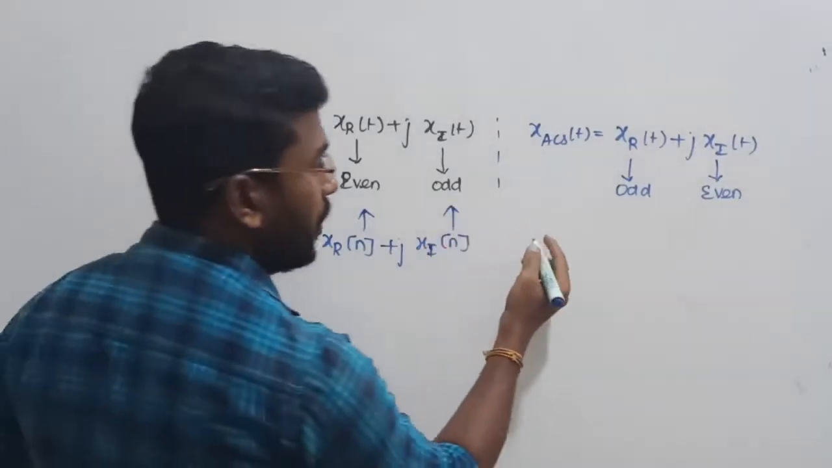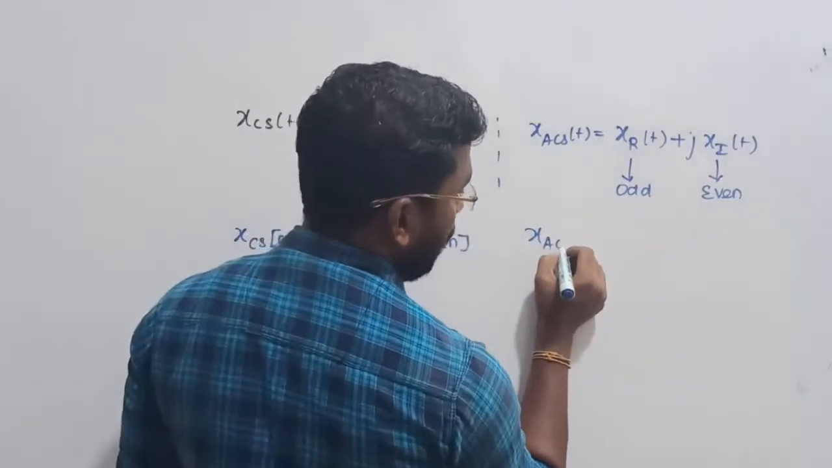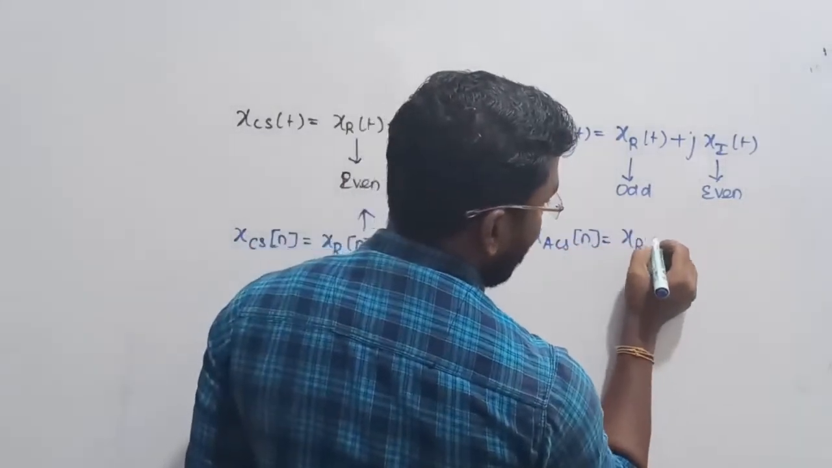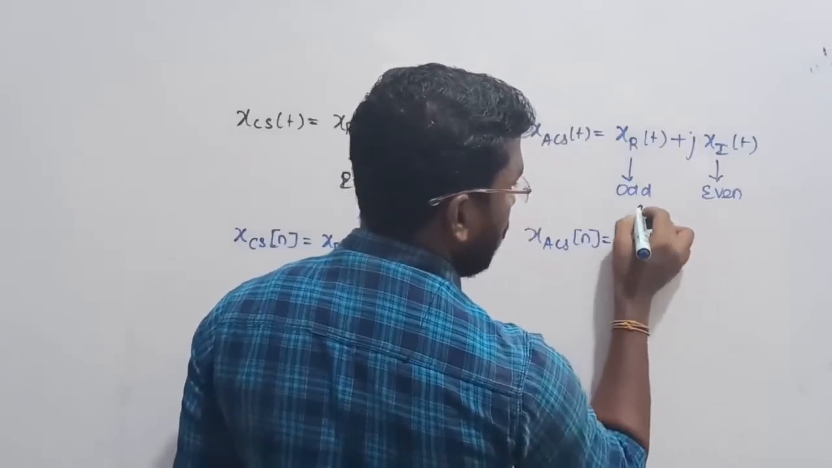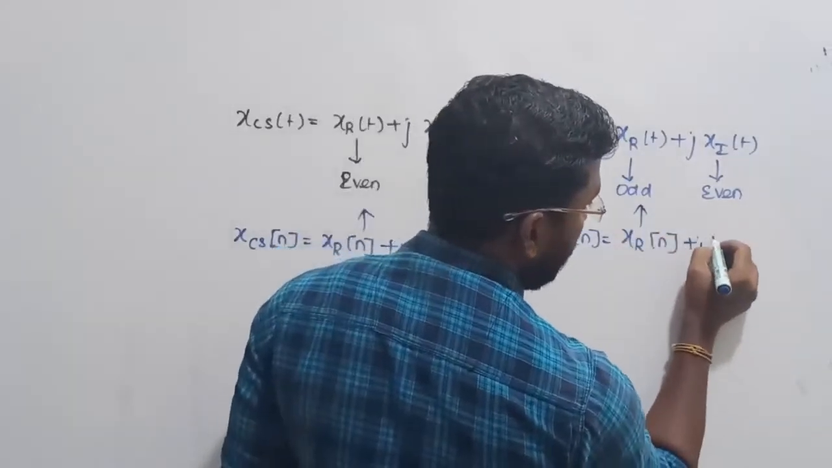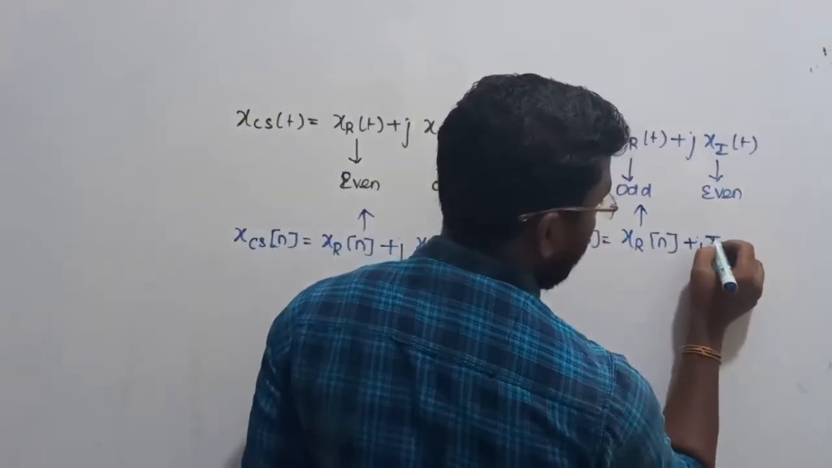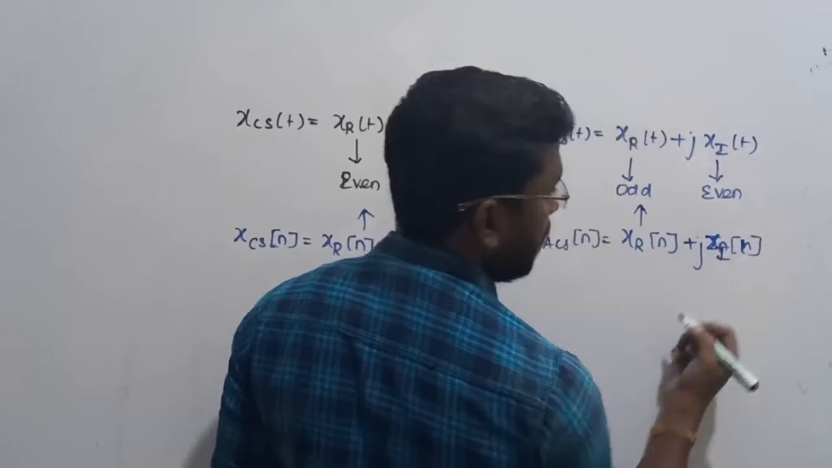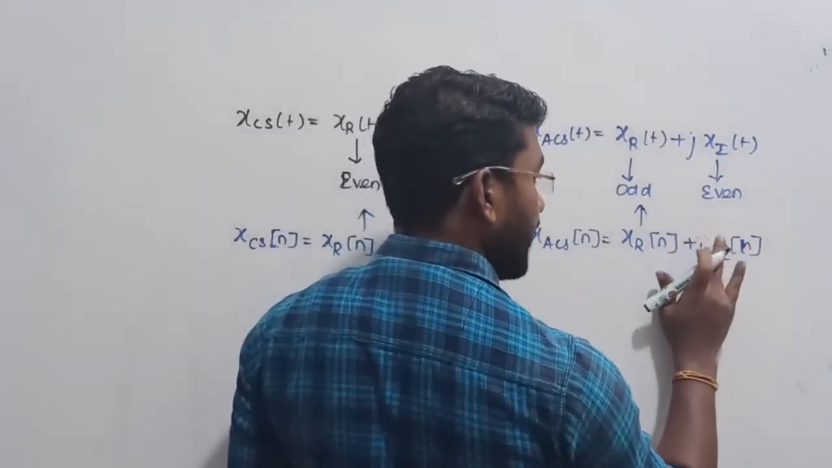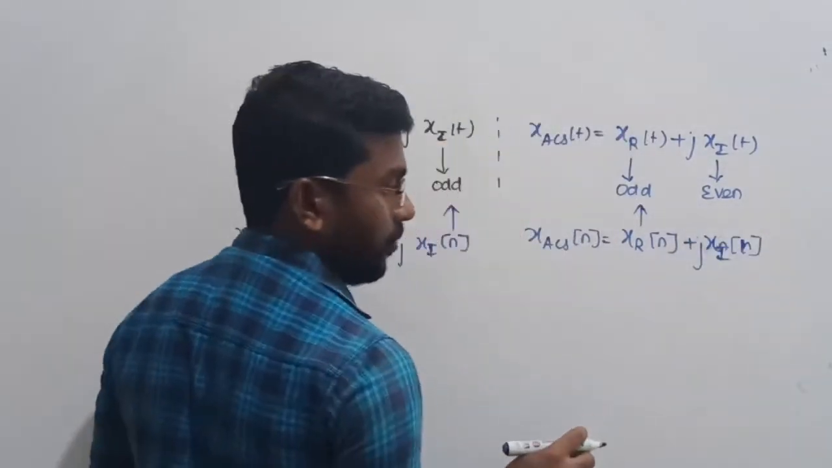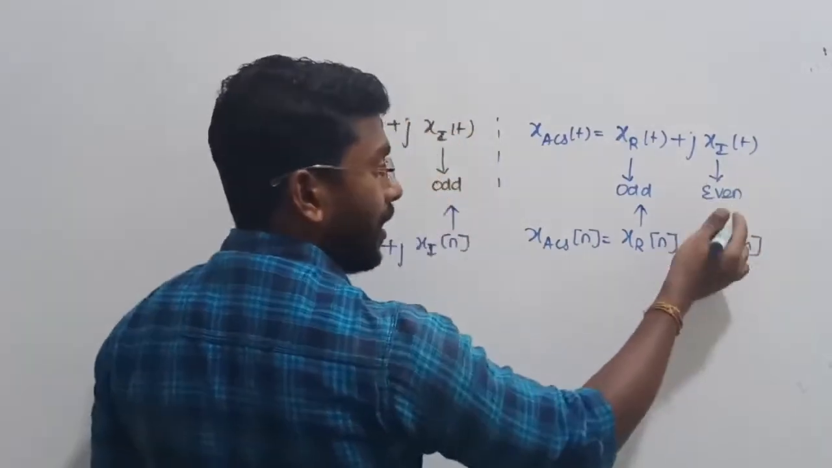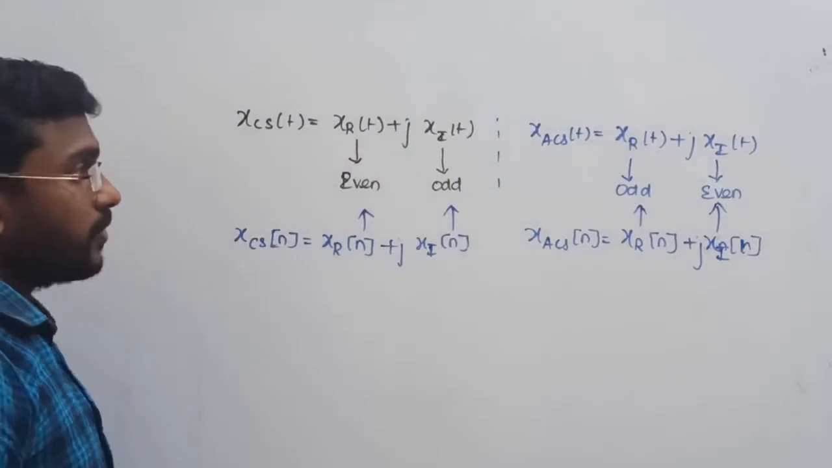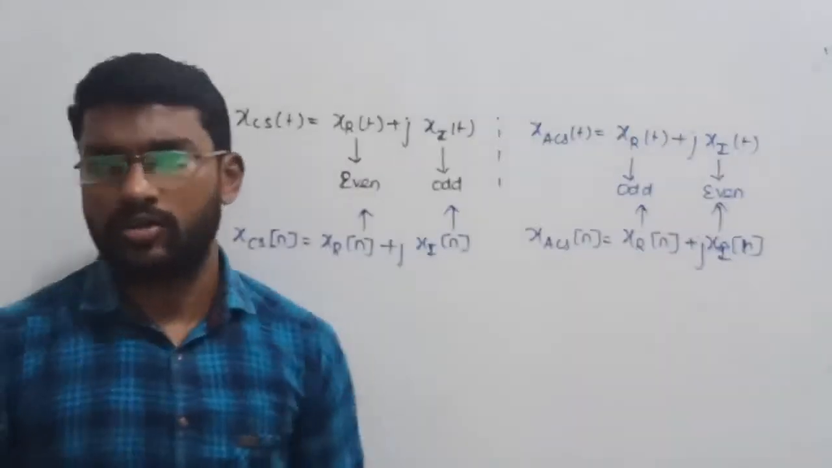Conjugate symmetric. Similarly, if I am doing the same thing for anti-conjugate symmetric, the real part of the anti-conjugate symmetric signal is always an odd function, whereas the imaginary part of the anti-conjugate symmetric signal is always an even function. Clear? So that is the difference between conjugate symmetric and anti-conjugate symmetric.